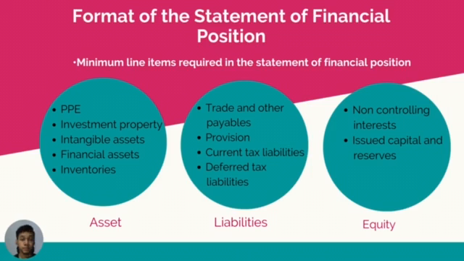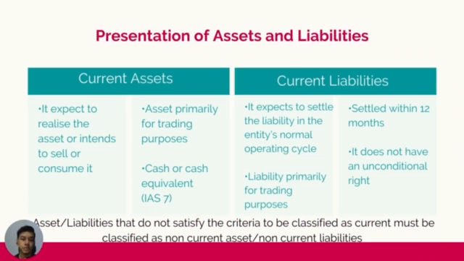So we have asset, liability, and equity. Under asset, we have PPE, which is plant, property, and equipment, investment property, intangible asset, financial asset, and inventory. Under liability, we have trade and other payables, provisions, current tax payable, and deferred tax liability. Under equity, we have non-controlling interest and issued capital and reserves. So that is the presentation of asset and liability.